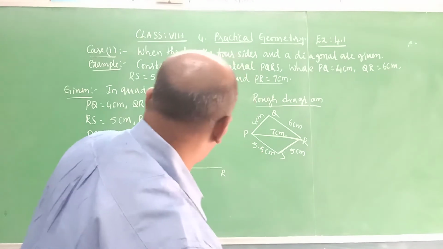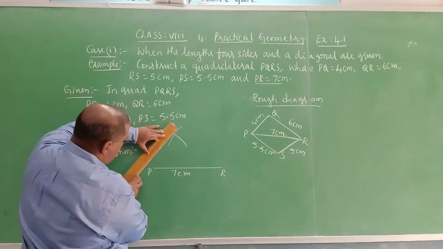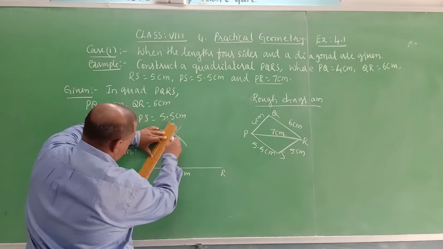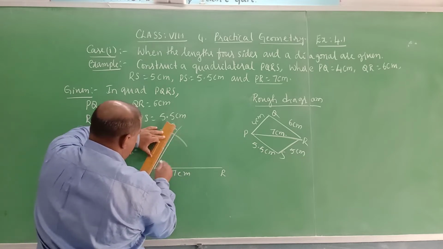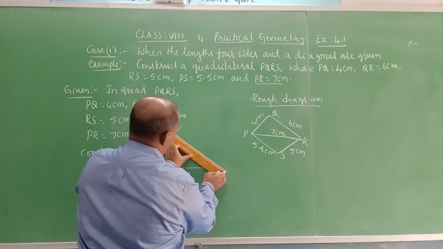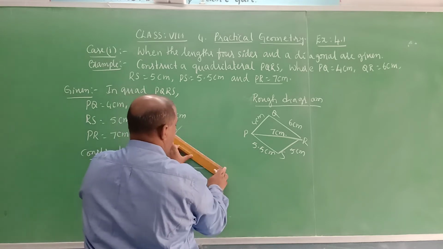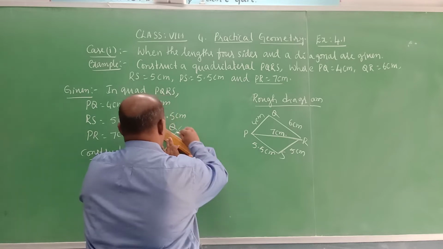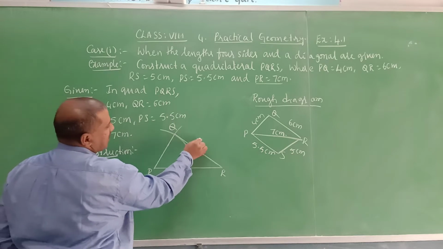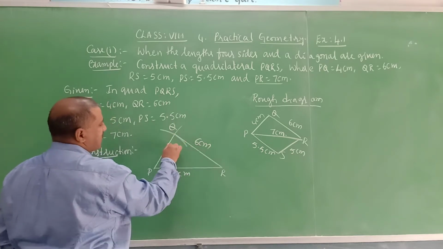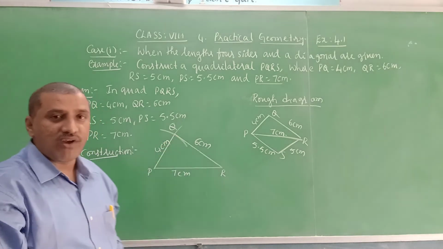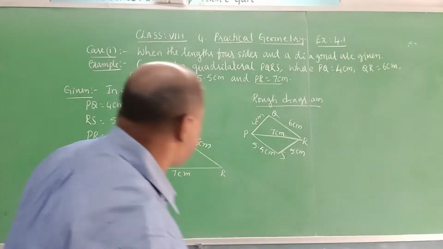Now join PQ and QR. Join these two. QR is how much? It is 6 centimeters and this is how much? 4 centimeters. Similarly, we have to locate point S.